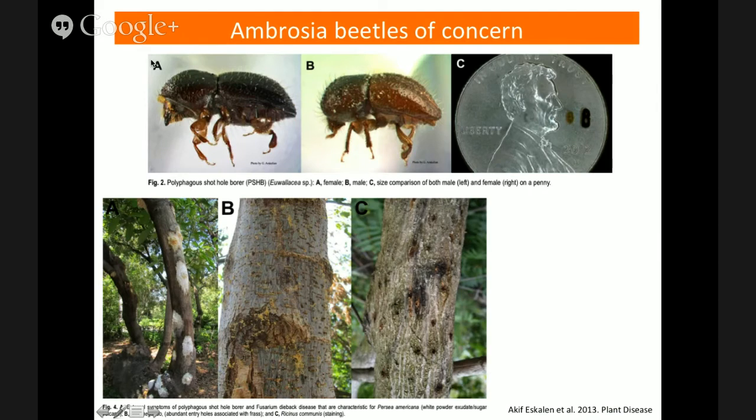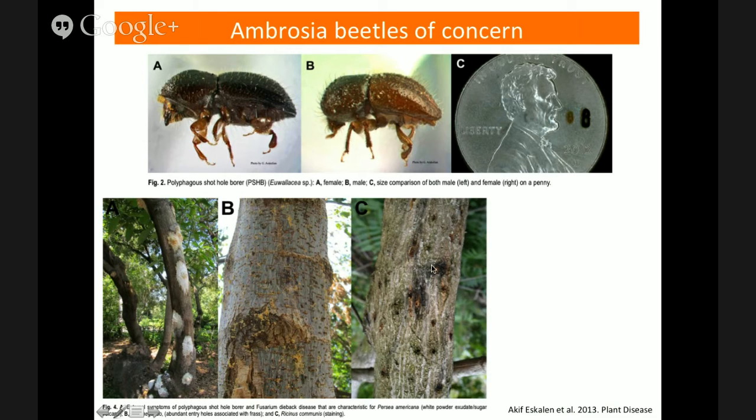These are some pictures. This is from this report from Akif Skalen in 2013, Plant Disease. And this is only for the Eulachia species. You can see on the upper left panel, letter A is the female of this beetle, and the letter B in the middle corresponds to the male. And look at the size of these beetles. This is a penny. And you can see these tiny dots here. This is the female and the male. So these are really, really tiny beetles. Almost flightless, but so tiny they may be able to move easily through other forces.